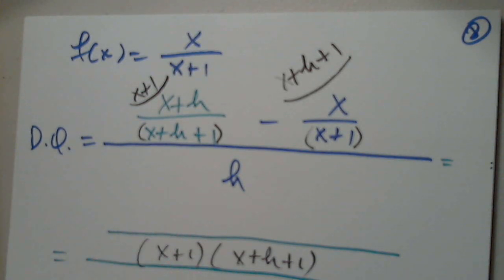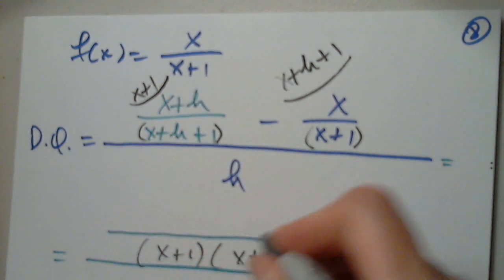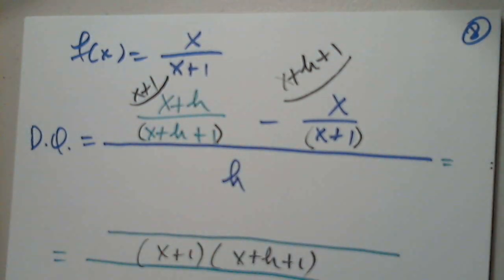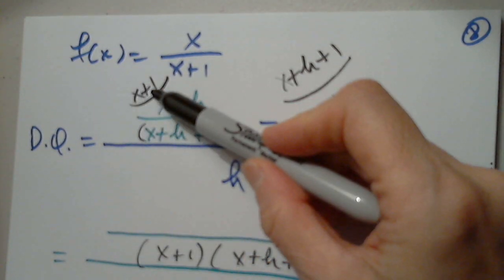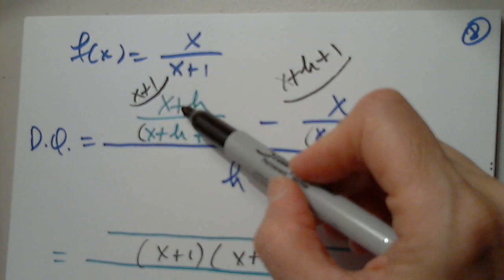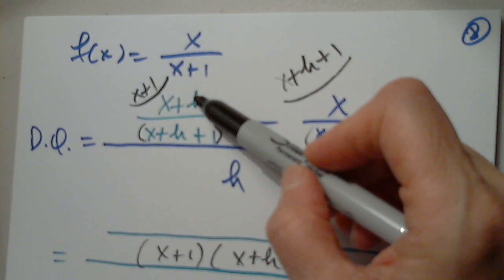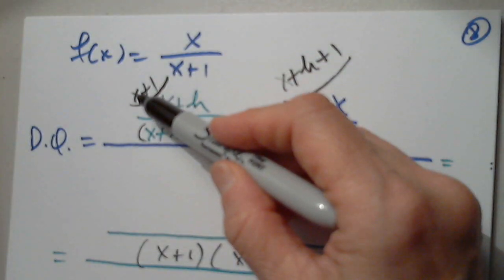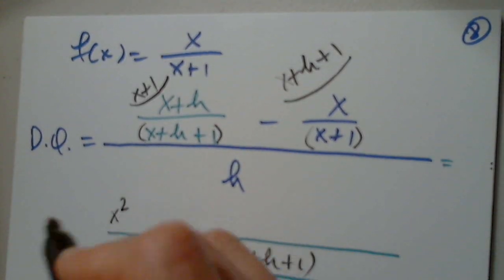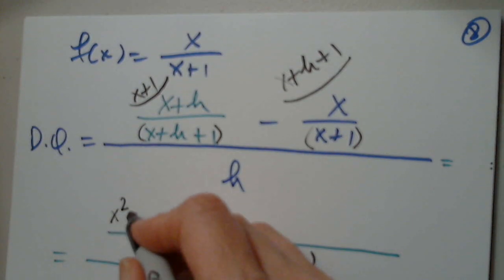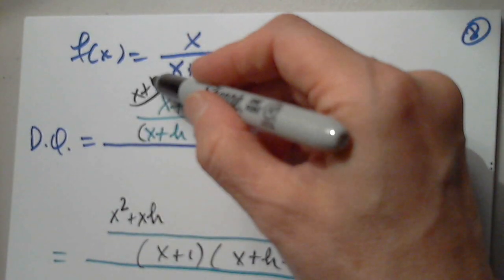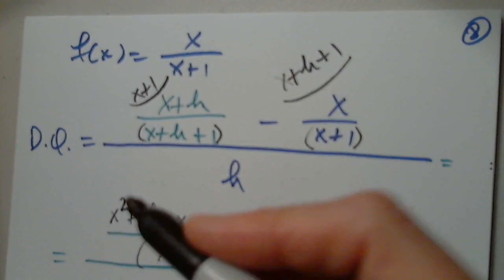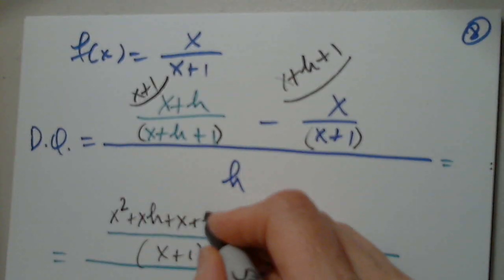The reason why I don't want to write them side by side is because some students tend to simplify, and that will be terrible. So let's do this together. These should be side by side, and I have to FOIL. I have no choice here. Instead of writing them side by side, I write x times x, x squared, x times h, plus xh, 1 times x, x, 1 times h, h.